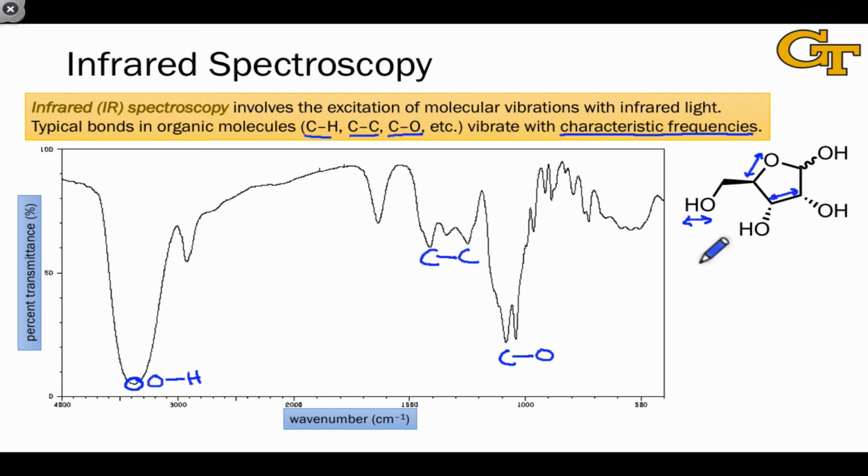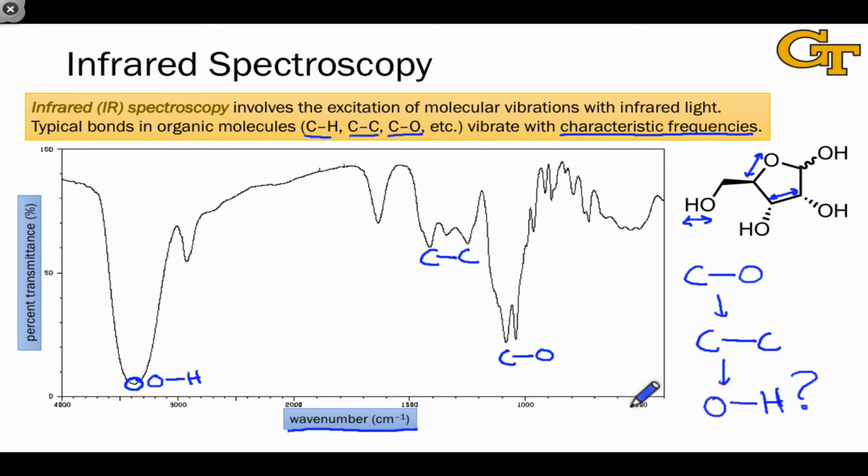Why do the frequencies of bond stretching vibrations increase in the order CO to CC to OH? What exactly do we mean by wave number, and how does that relate to frequency? How do double and triple bonds play into infrared spectra in molecules that contain those structural features?